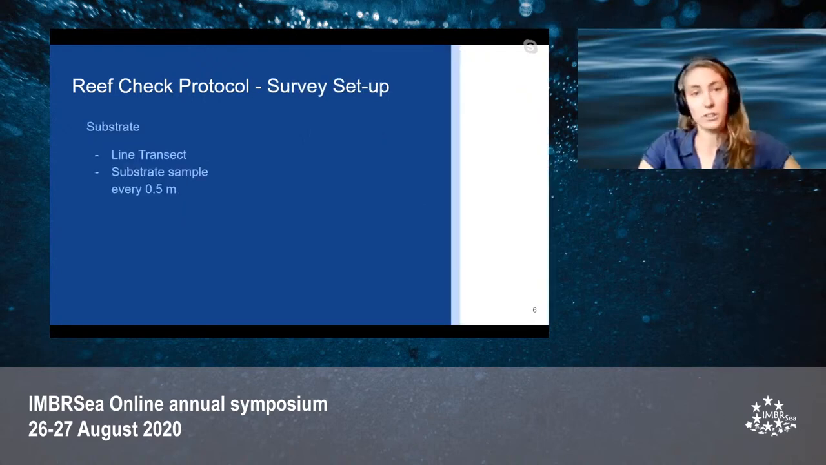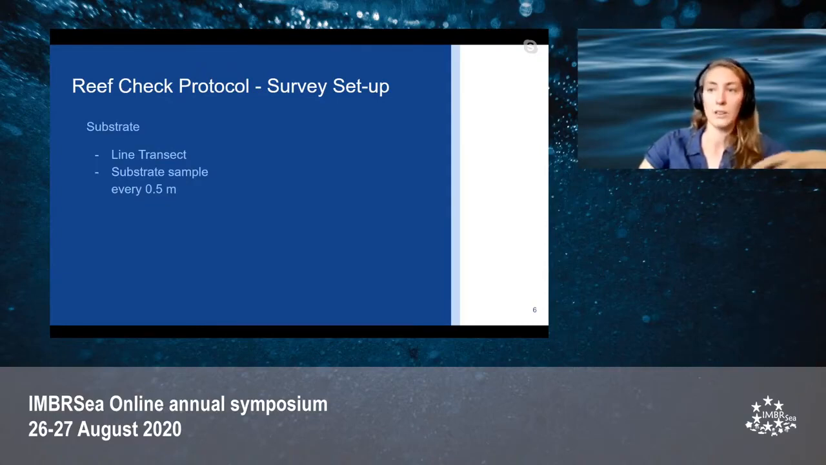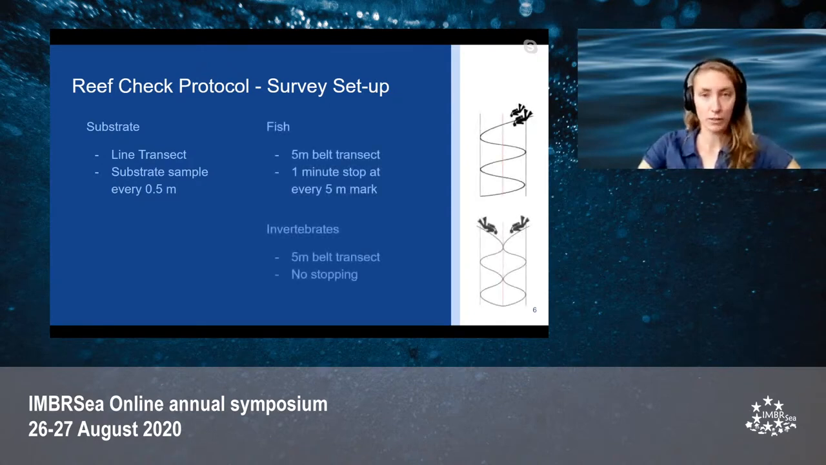The substrate was just measured at every half-meter mark of the transect line. So the divers just went along with a plumb line for the DVC, and the camera operator went along and basically dipped the camera close to the transect line at every half-meter mark. For the fish and invertebrate survey, we monitored a belt transect of 5-meter width. On the pictures, you can see how the DVC was performed, always with 2 divers per survey.